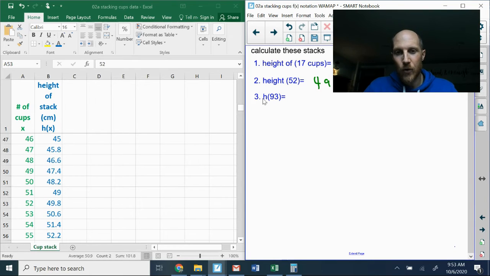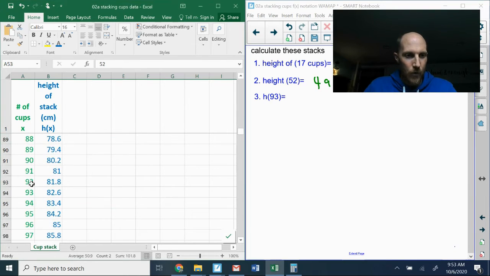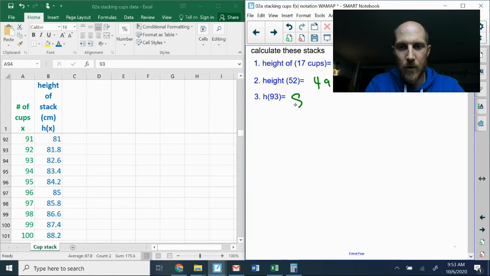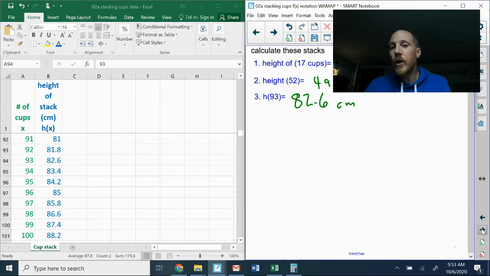So then the height of 52 is now we got h of 93. So let's go to, whoops, that's too far, to 93. So that'd have a height 82.6 centimeters.